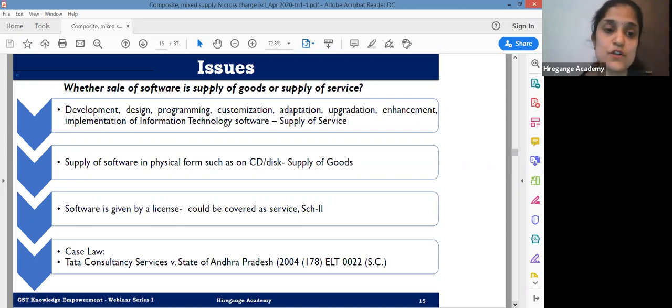In respect of the sale of software, if it's in a physical form like on a CD, then it is treated as a supply of goods. It will still be taxed at 18%. And if it's given by a license electronically, it could be covered as a service. However, it will still be taxed at the rate of 18%. I have referred to one case law here, TCS, Tata Consultancy Services, wherein they deliberated and concluded that software is said to be goods. This is a landmark Supreme Court judgment.